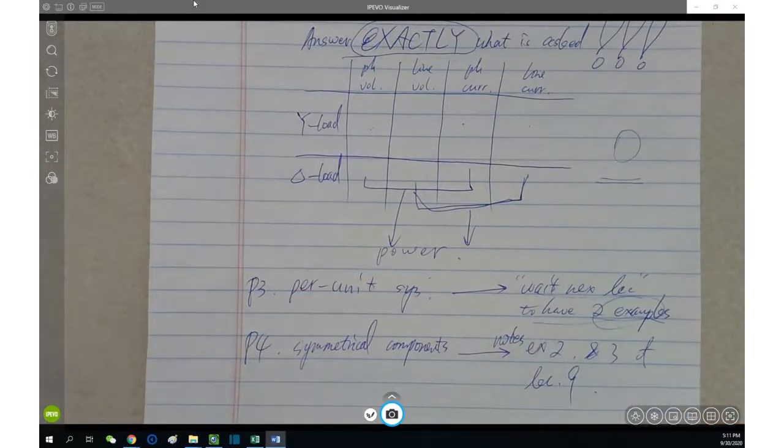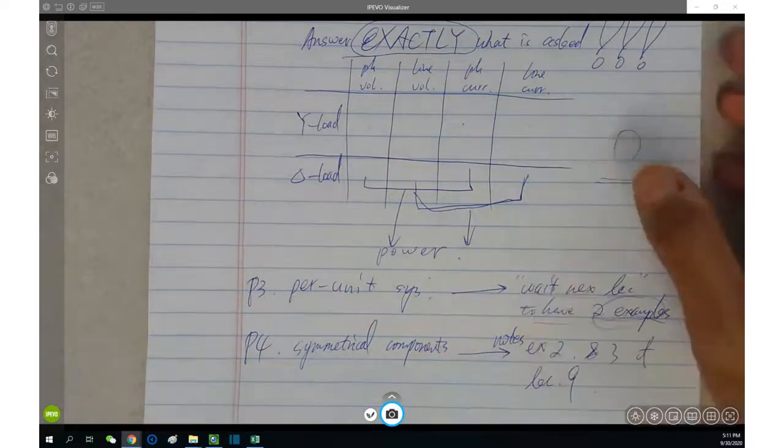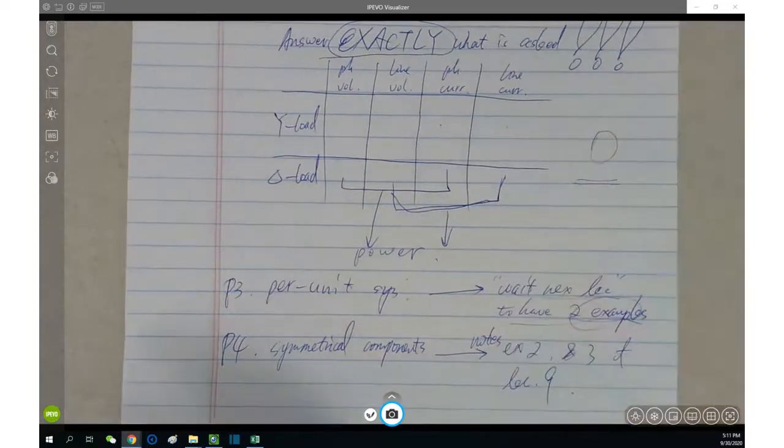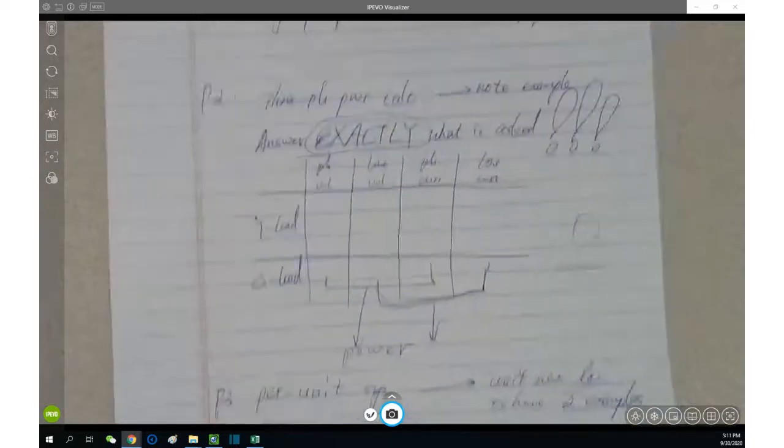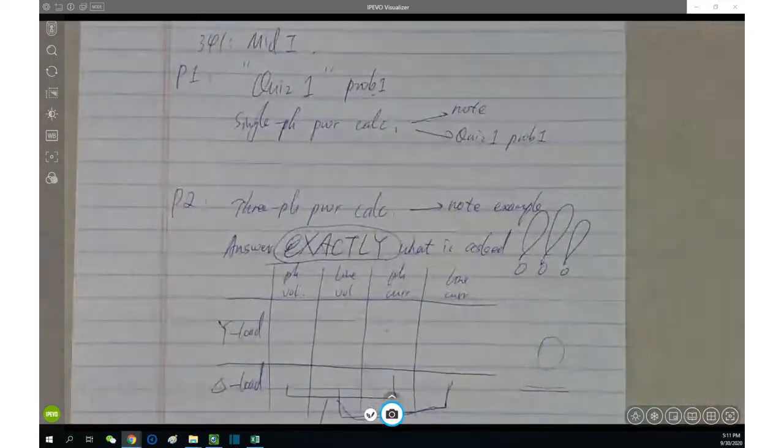Always try to follow the notes examples rather than anything else. This is my suggestion to you guys. Is this clear? Any questions regarding the midterm one?